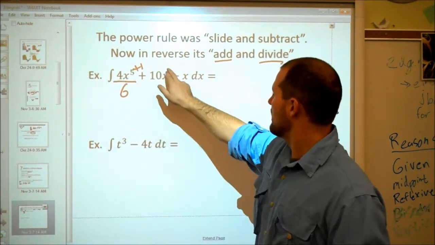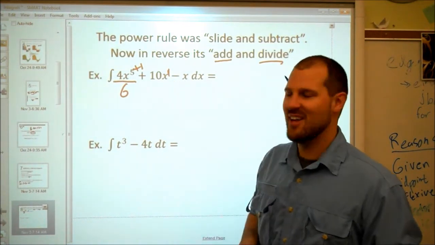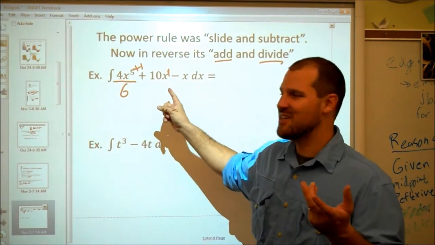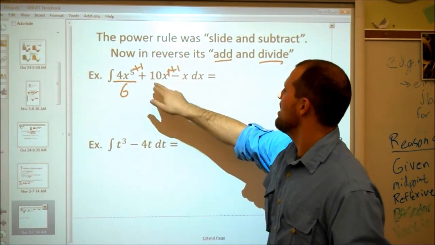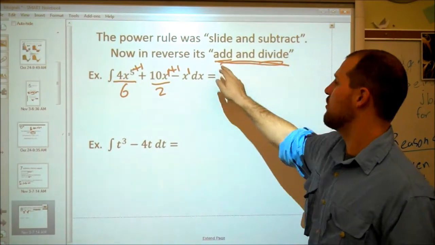Okay? The exponent here is 1, so we're going to, hey, wait a minute. Did you notice this right here? Those are like terms. We can actually combine those. But we'll deal with that in a second. Okay, so we're going to add 1 and divide by 2. Right here the power is 1. Remember, it's the add and divide rule for integrals.